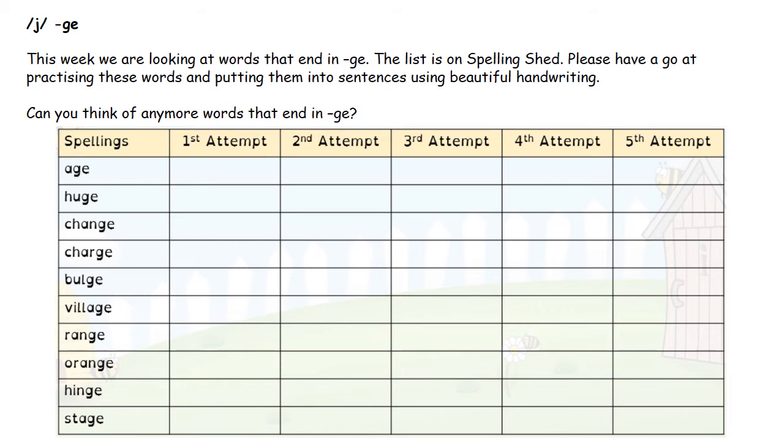Each week we are going to be looking at a different spelling rule. Last week we looked at D-G-E, the J sound. We're going to continue looking at the J sound, but with the letters G-E at the end of words. I have put a copy of this on your home learning sheet so you can practice some of the GE words, and then you can have a go at thinking of your own and putting some into some sentences.